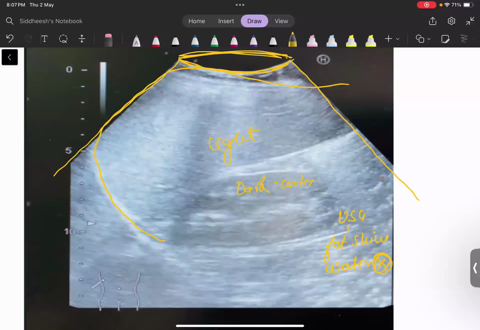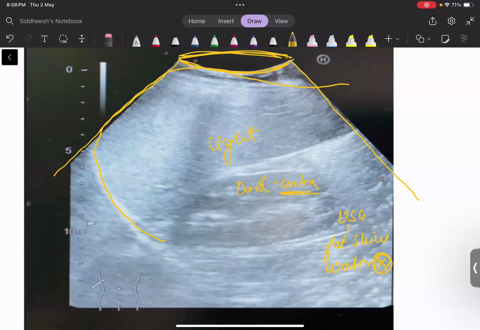A cortex of the renal system. Compare this cortex with the liver part. The liver is comparatively more hyperechoic compared to the cortex. The cortex is hypoechoic, darker in color. The liver is lighter in color. It is shining. Yes or no?